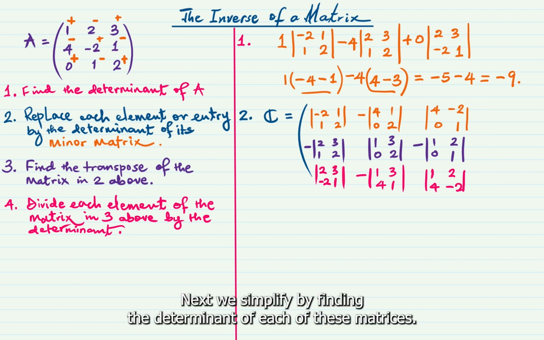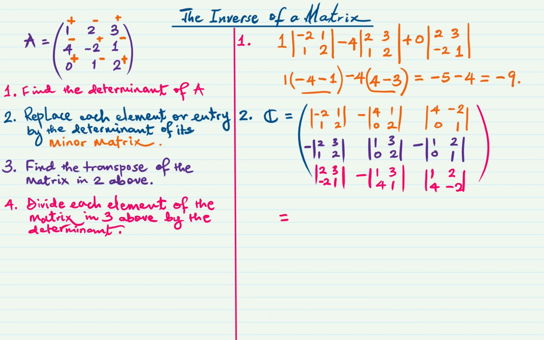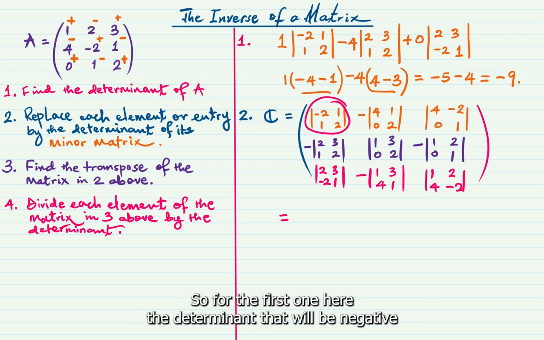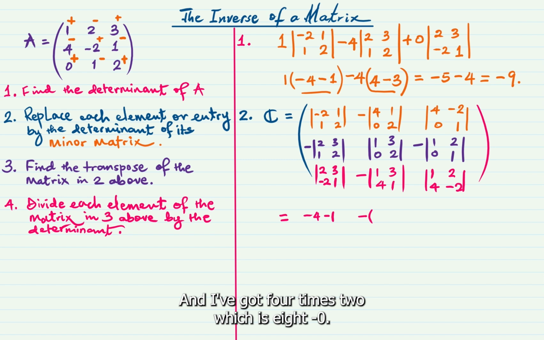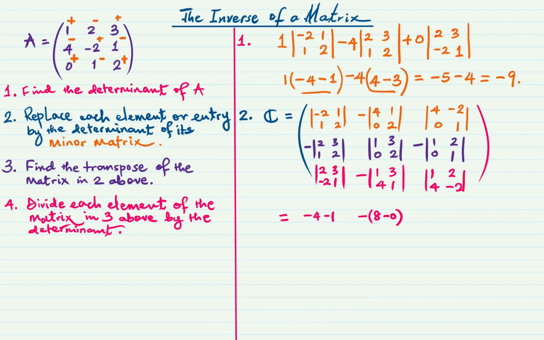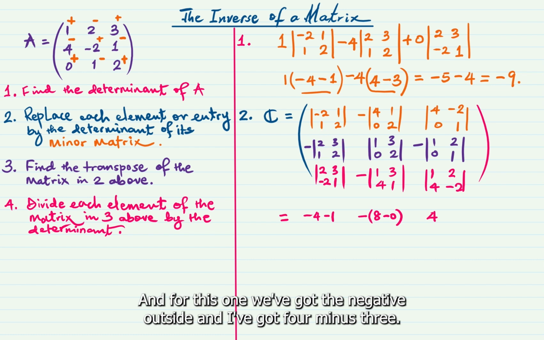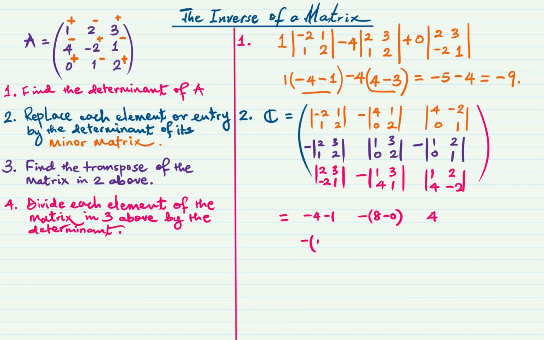Okay, next we simplify by finding the determinants of each of these matrices. So for the first one here, the determinant there will be negative 4 minus 1. For this one, there's a negative out, so I'm going to leave it out. And I've got 4 times 2, which is 8, minus 0. For this one, I've got 4 minus 0. Well, I've got 4. Then for this one, I've got a negative outside, and I've got 4 minus 3.